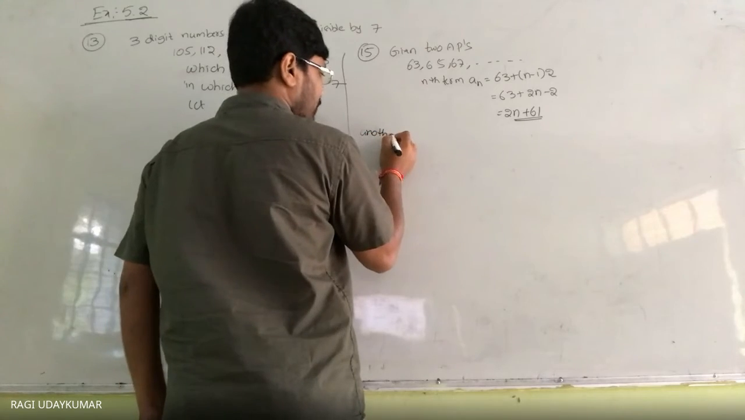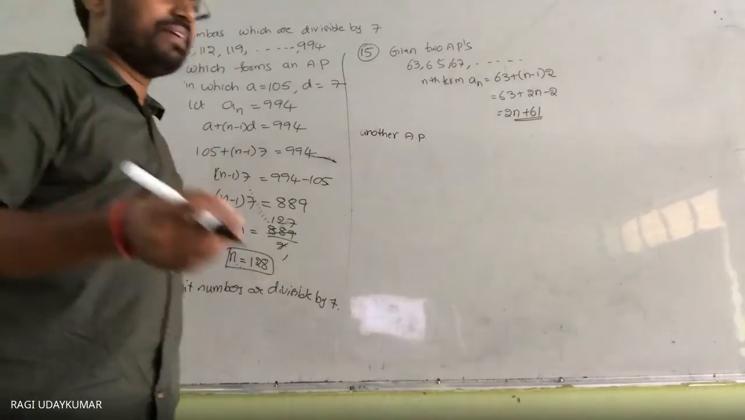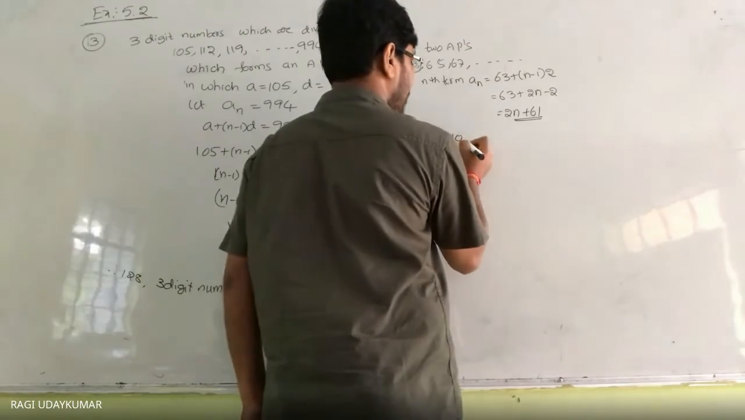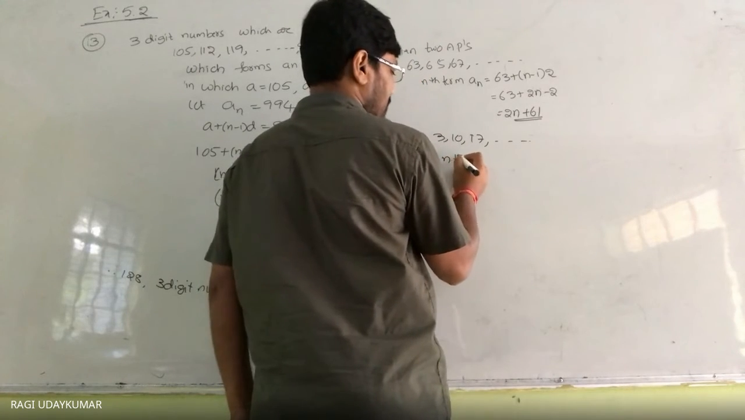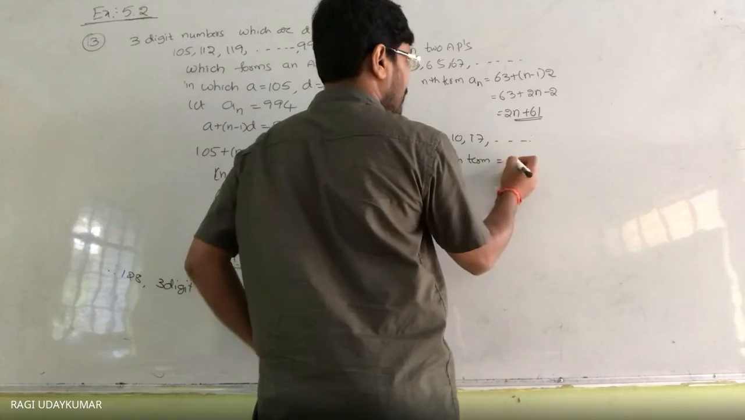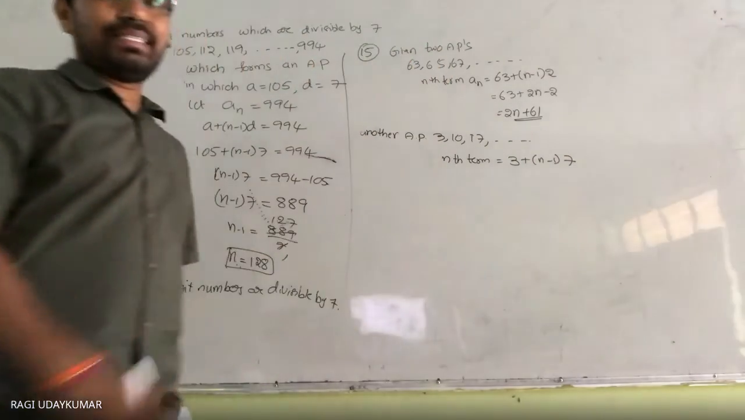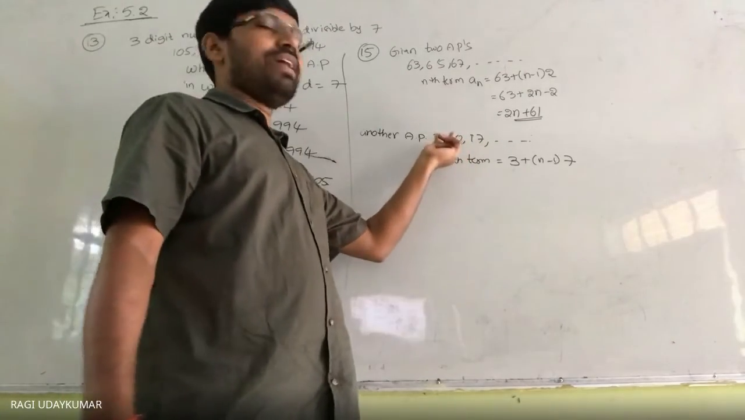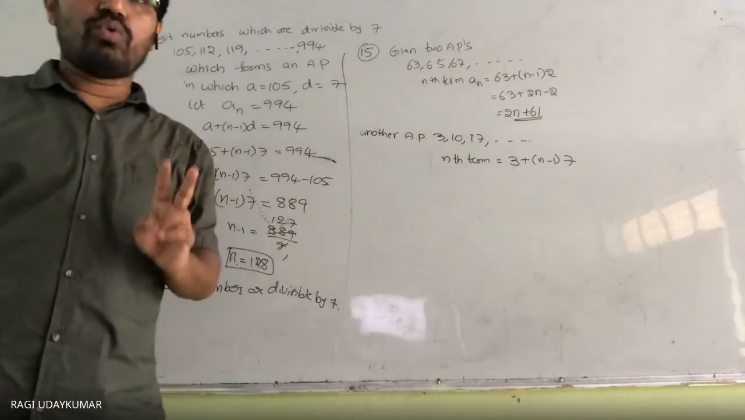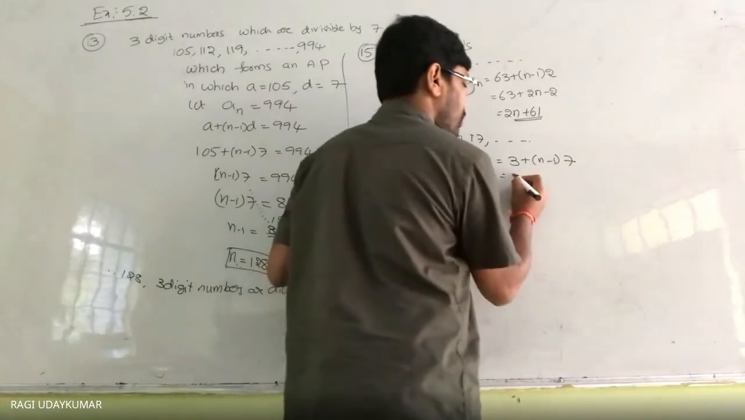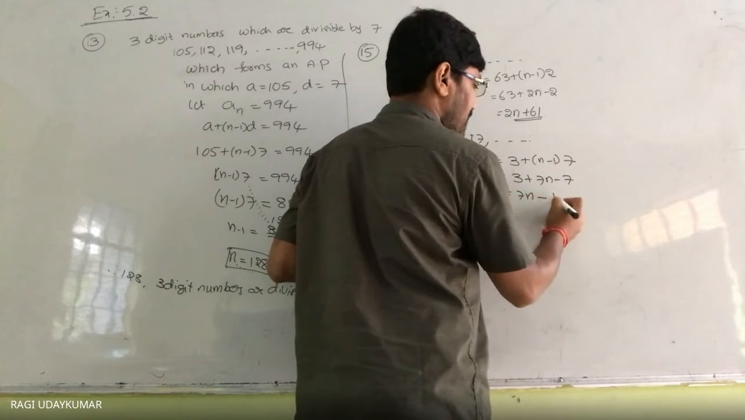Another AP: 3, 10, 17 and so on. The nth term in this is 3 plus (n minus 1) times 7. Where did the 7 come from? The d value, 10 minus 3. And where did the 2 come from earlier? 65 minus 63, which is 2. So this equals 3 plus 7n minus 7, which is 7n minus 4.